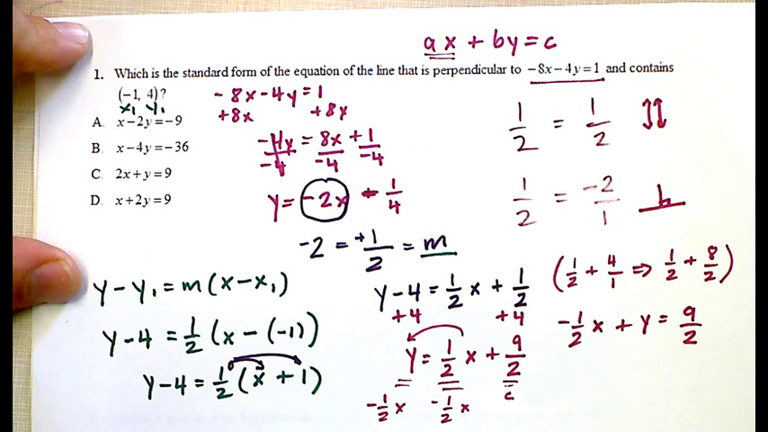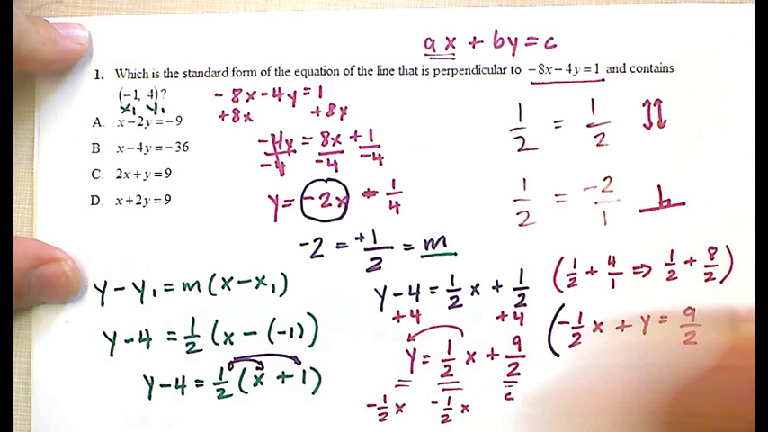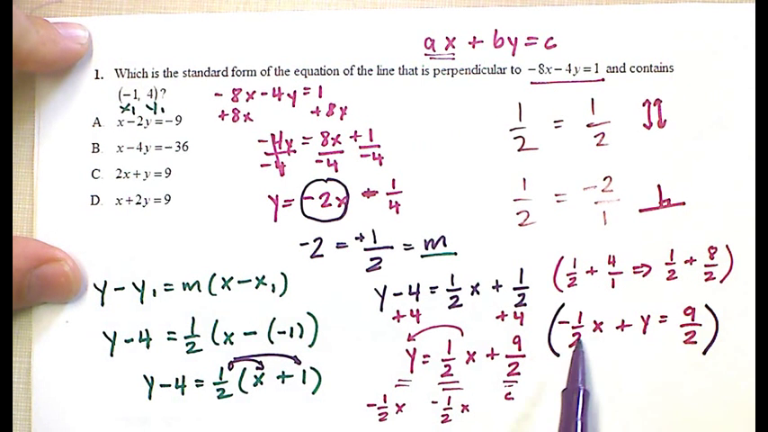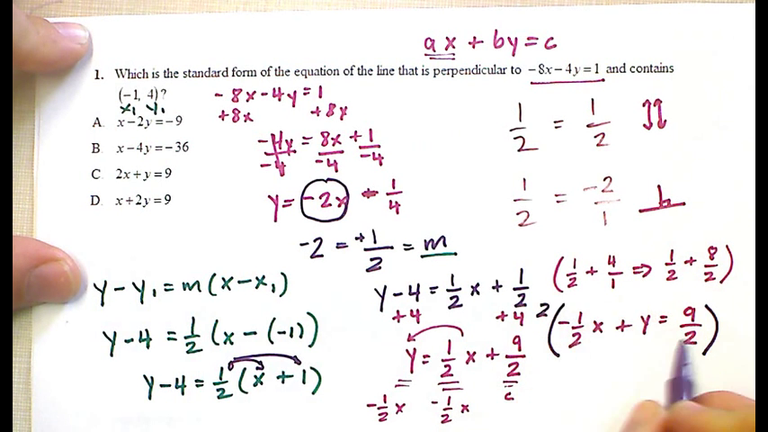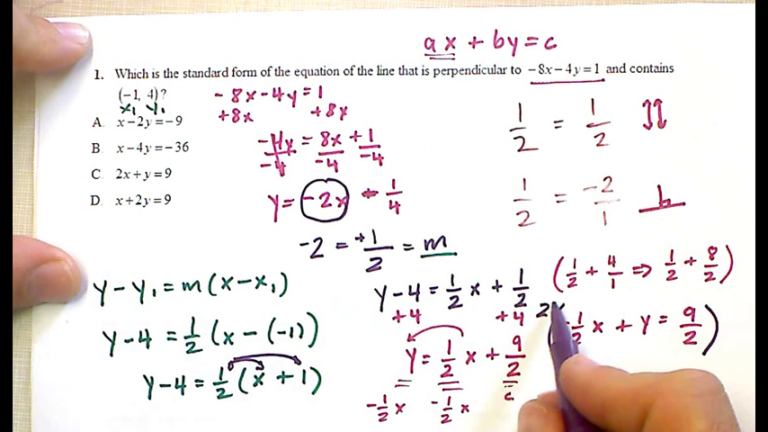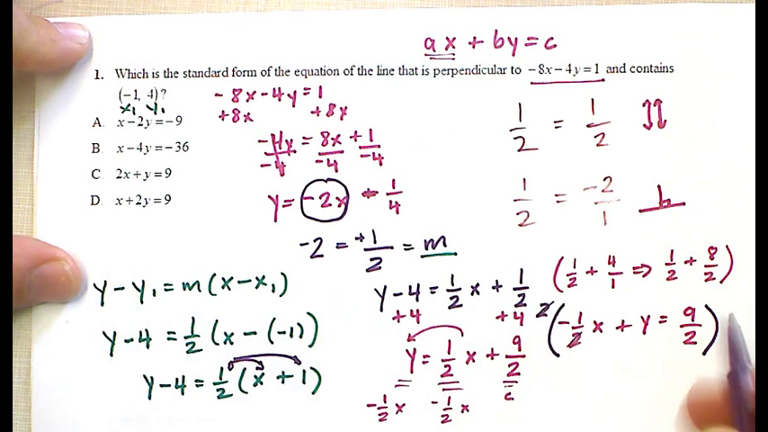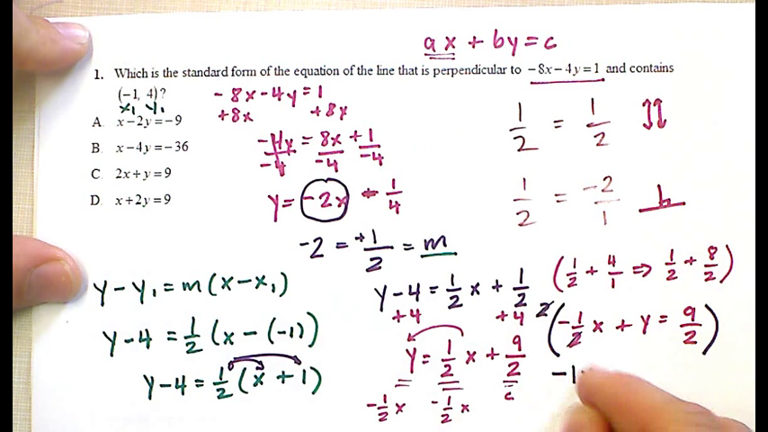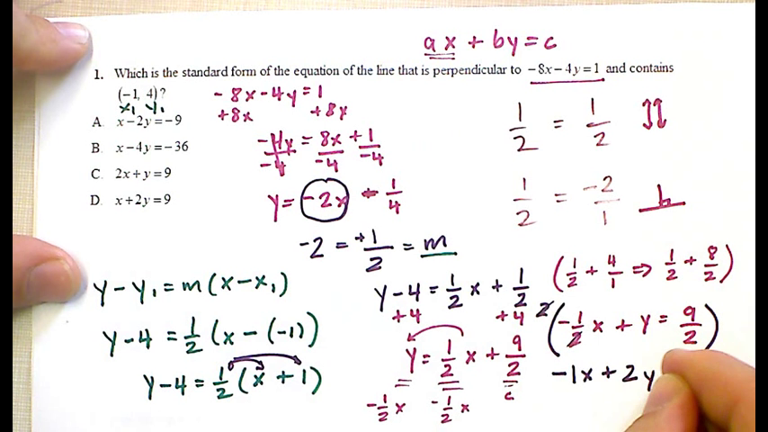Most standard form does not have a fraction to go with it. So one way to eliminate fractions in any sort of equation is to multiply by said denominator. So actually this cancels out the 2 and the 2. This becomes negative 1x plus 2y equals 9.